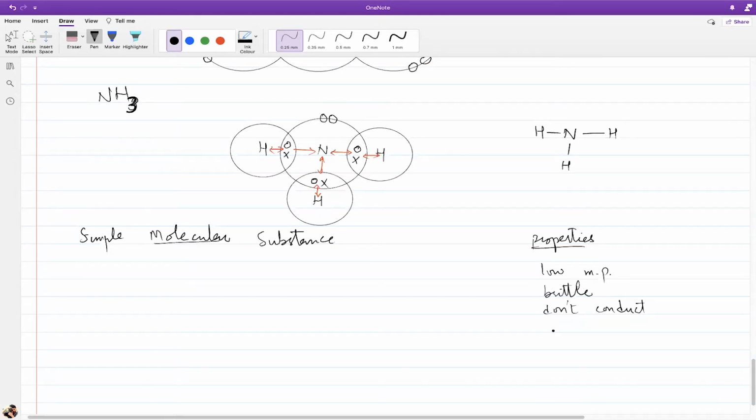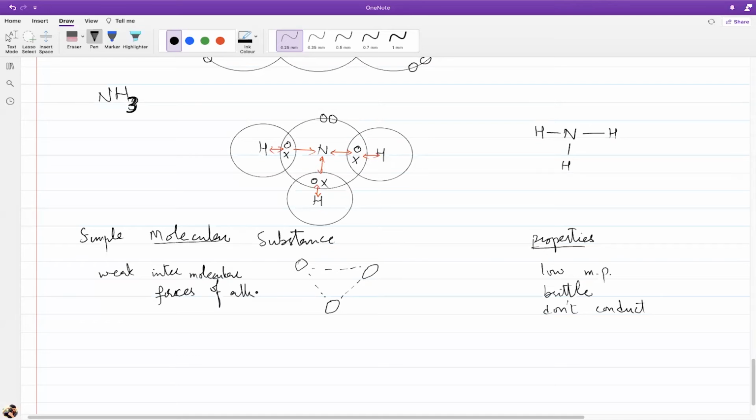Now, how does the simple molecular substances theory explain this? Let's see. So what does the theory say? The theory says that once you have gotten the molecule, so एक molecule ये, एक molecule ये, एक molecule ये, these molecules have very weak forces between them. So weak intermolecular forces of attraction. ठीक है?